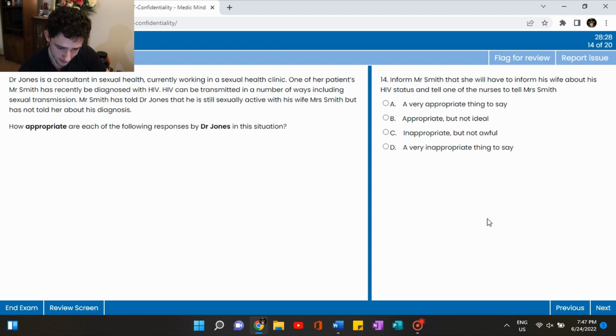Number 14. Inform Mr. Smith that she will have to inform his wife about his HIV status, but then tell one of the nurses to tell Mrs. Smith. Okay, what's good about this response is the fact that you're explaining correctly to Mr. Smith, but what's inappropriate is the fact that the doctor herself is not doing it. She's instead handballing off the job to a nurse. And that nurse wasn't even involved directly with the patient's care. So as a result, you've just broken confidentiality with the rules I said before. So it's not completely inappropriate because you were doing the right thing by informing Mr. Smith, but you're doing it in the wrong way.